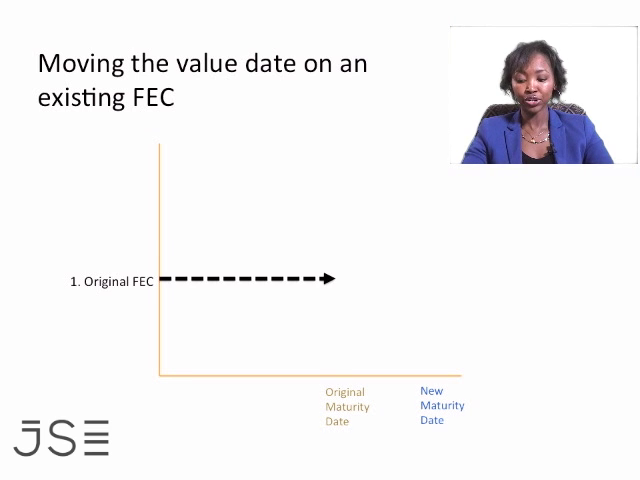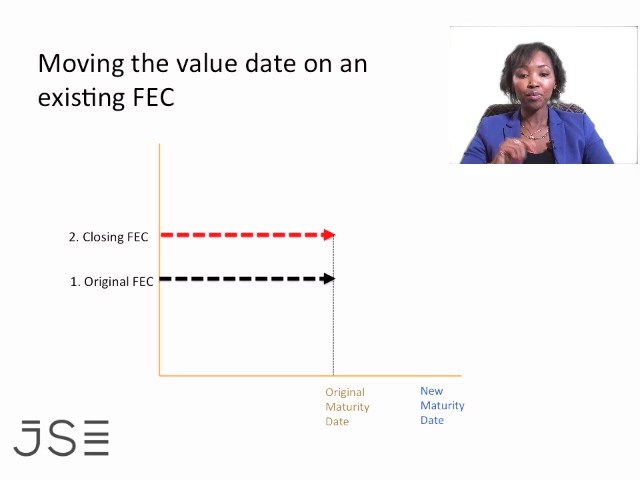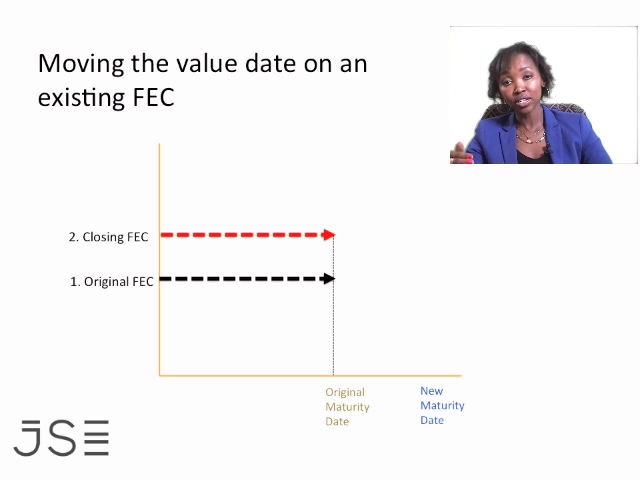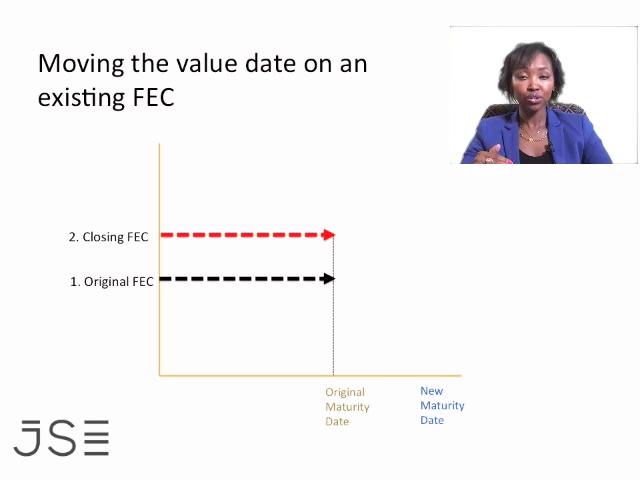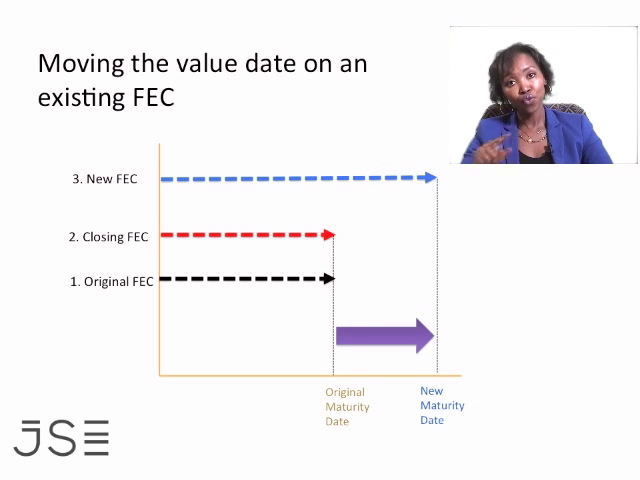So if you had an original maturity to one date, to, let's say for example, buy dollars, to close that position, you would enter into an equal but opposite transaction to sell the dollars, and then you would take out the FEC for the new date that you require.